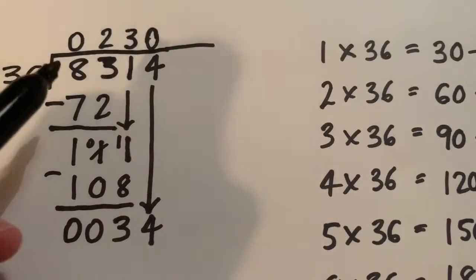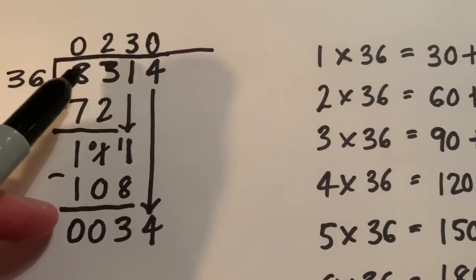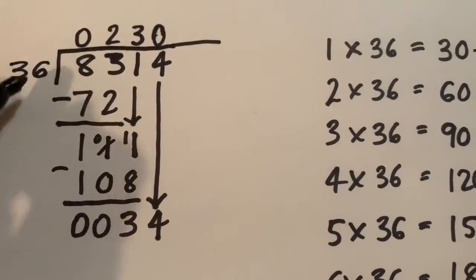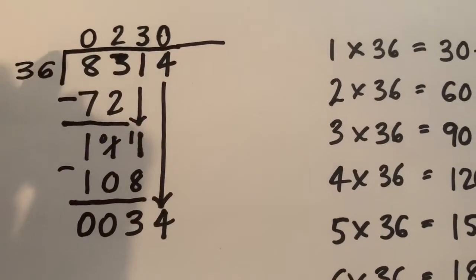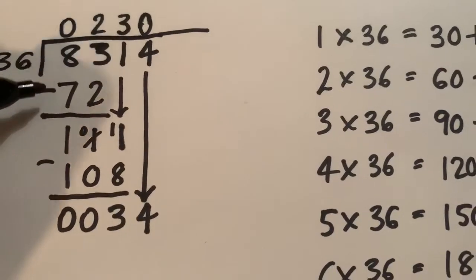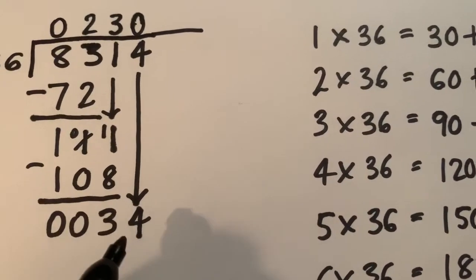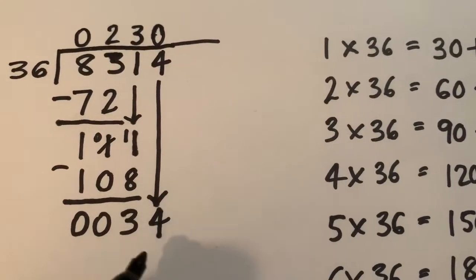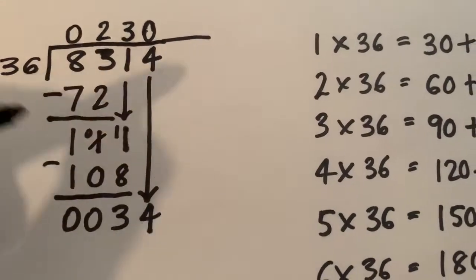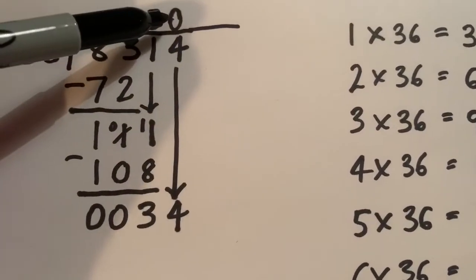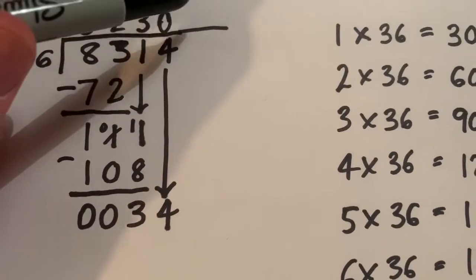So if you remember, we looked at a dividend of 8,314 divided by 36. The divisor is 36. We got this far, if you remember. We got to here. If we were just going to express what is left over here as a remainder, we simply realize that 36 doesn't go into 34, so we put 0 and then we write remainder 34 at the top.